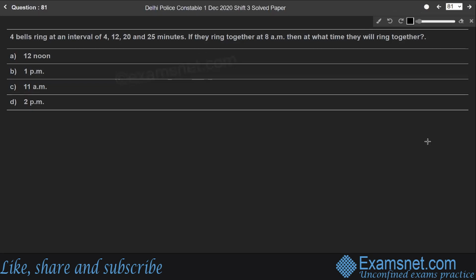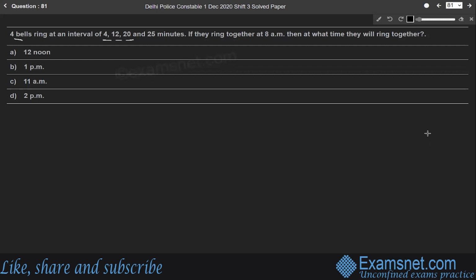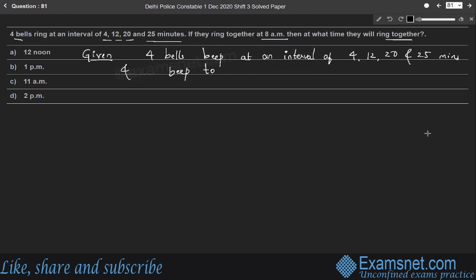Question 81. Four bells ring at an interval of 4, 12, 20 and 25 minutes. If they ring together at 8 a.m., then at what time will they ring together? So here, given 4 bells ring at an interval of 4, 12, 20 and 25 minutes, and ring together at 8 a.m.